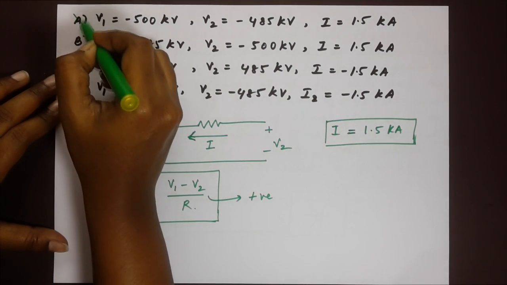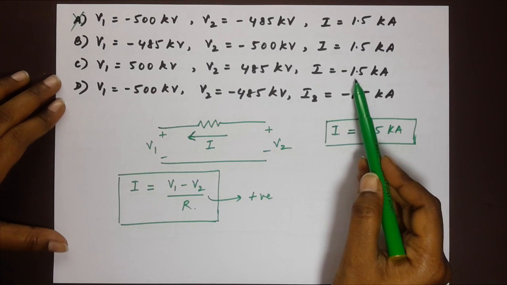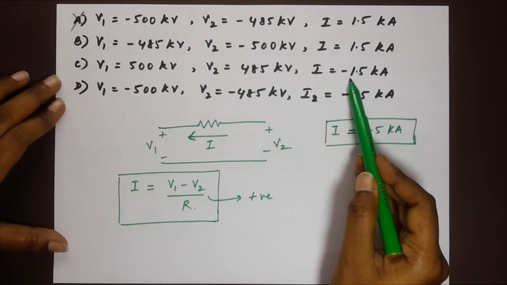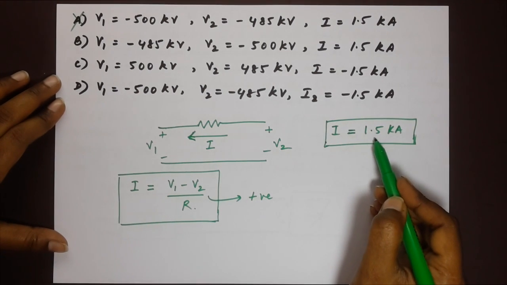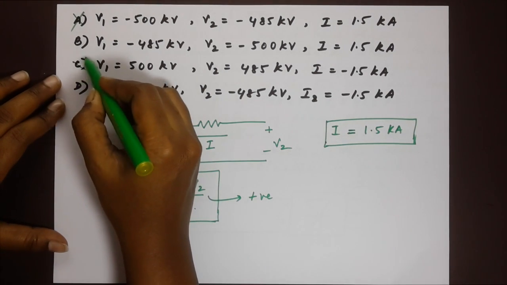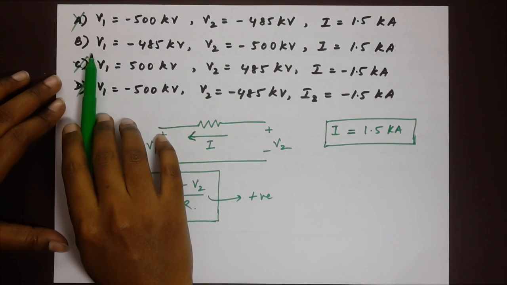So, A is out. Now, either way C and D are out because the current here is minus 1.5 kiloamps and we have established that the current must be positive 1.5 kiloamps. So, C and D rule out, which means that B is the right answer.